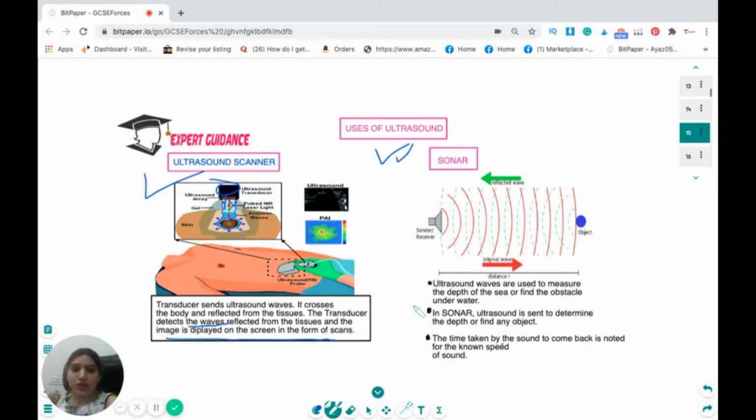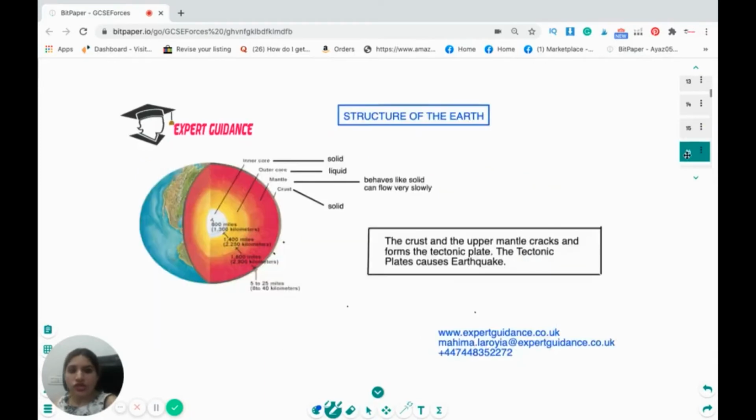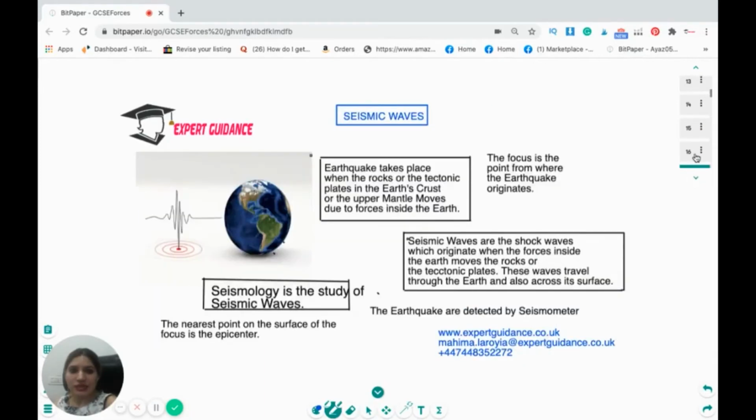Ultrasound waves are used to measure the depth of the sea or to find the obstacle underwater. In sonar, ultrasound is sent to determine the depth or find any object. The time taken by the sound to come back is noted, and for the known speed of the sound, you can do velocity times time to work out the distance of the obstacle, and you have to divide by 2 because it is an echo. So it's going and coming back, so it is traveling double the distance. Okay, so I hope this is clear to you.